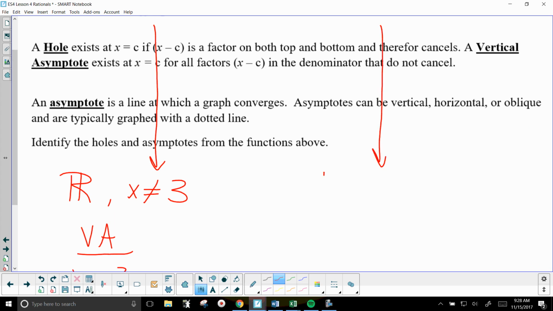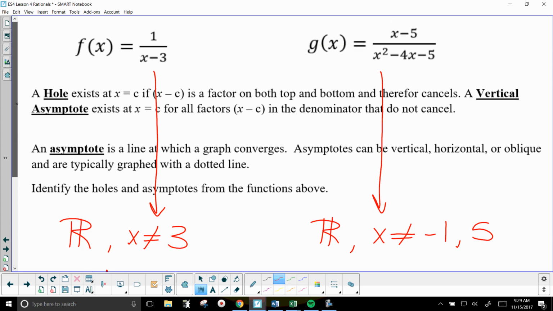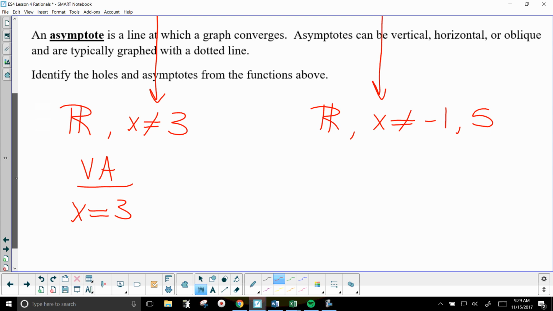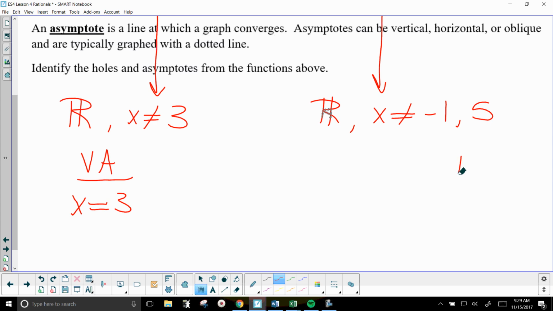Now our other one over here had all real numbers. What was it? x cannot equal -1 and +5. We need to split those two numbers into holes or asymptotes. So which one canceled? The 5. If it cancels, that means there was a hole. So I would say there is a hole in the graph at x equals 5.